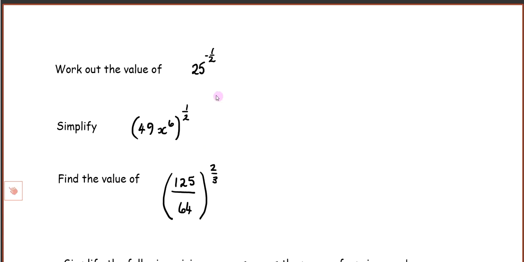Super easy. The value of 25 is, well, that's 1 over the square root of 25, so that's 1 divided by 5.